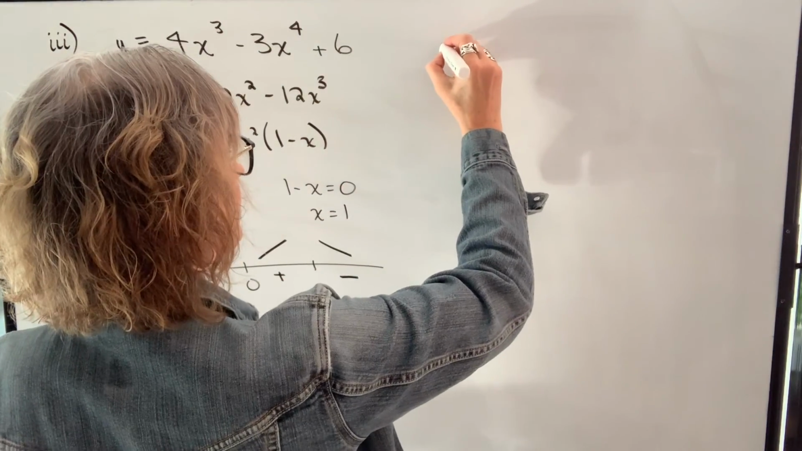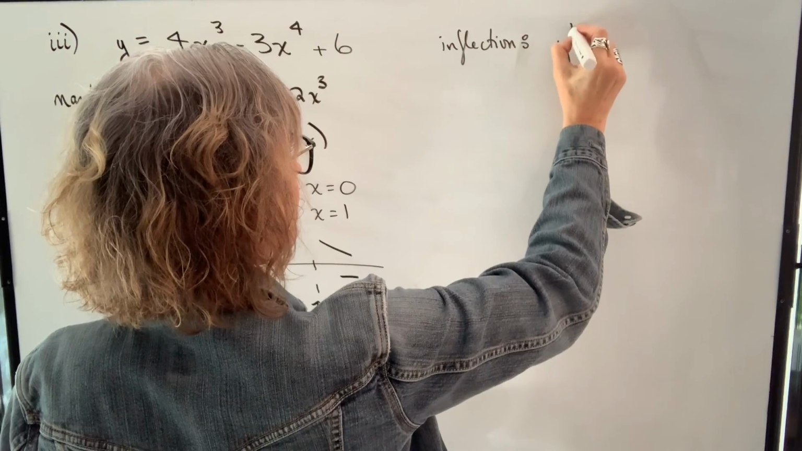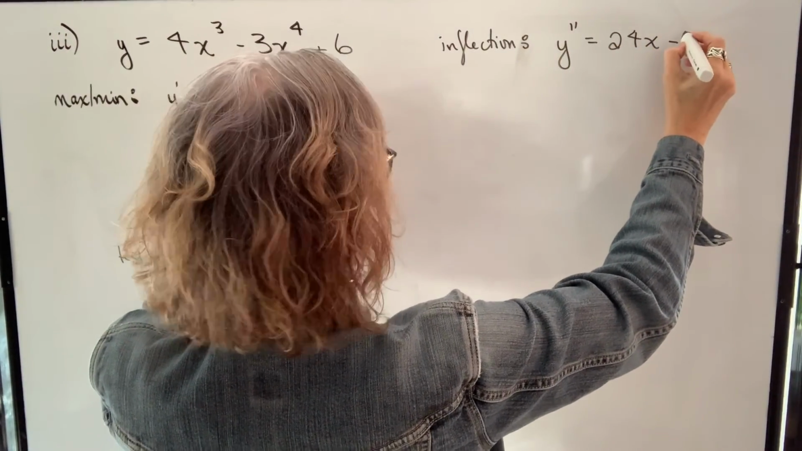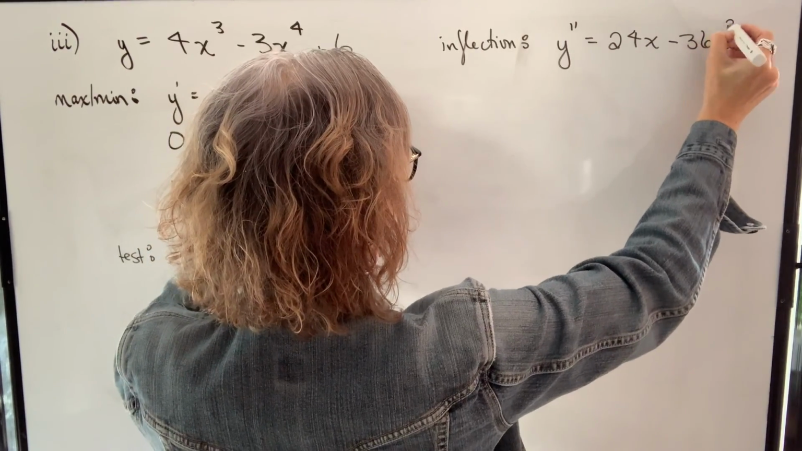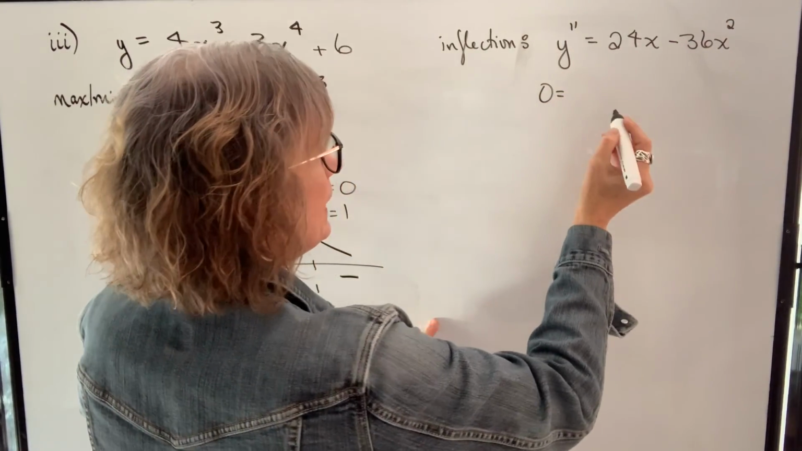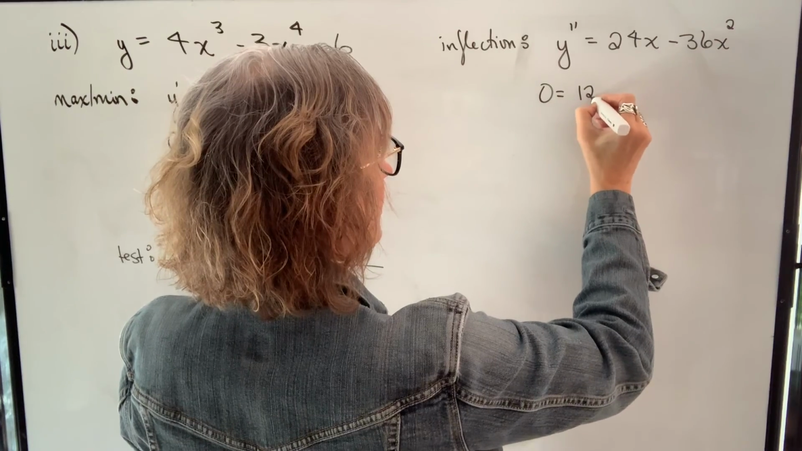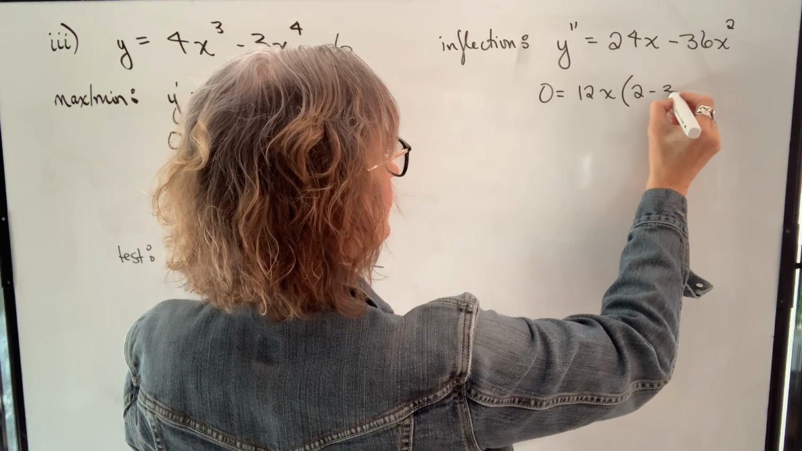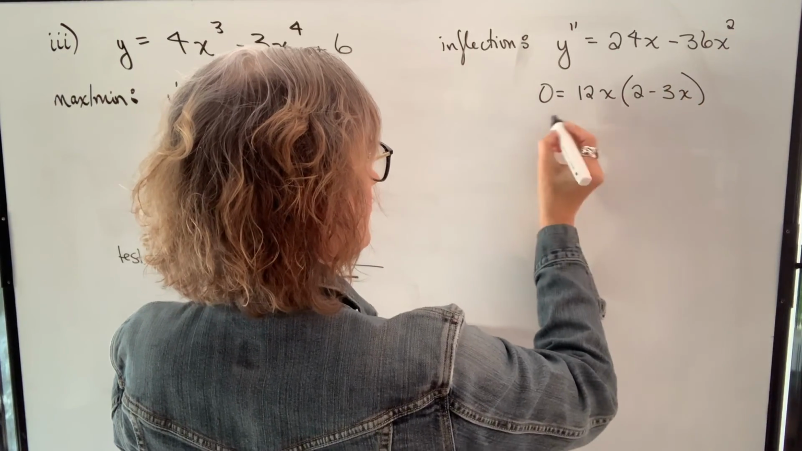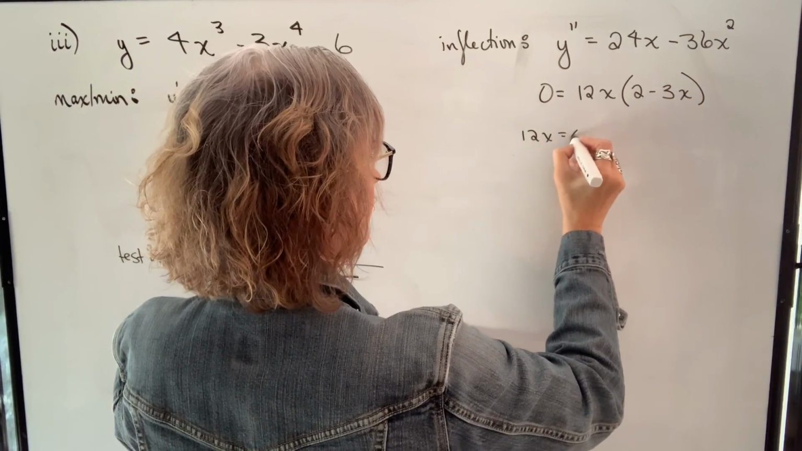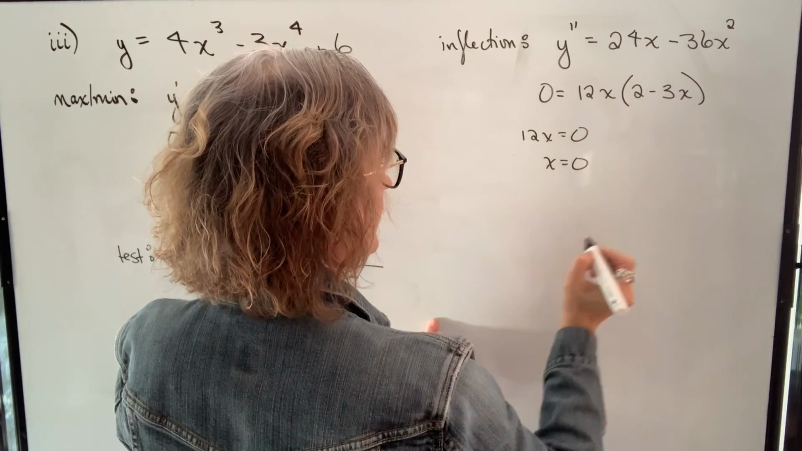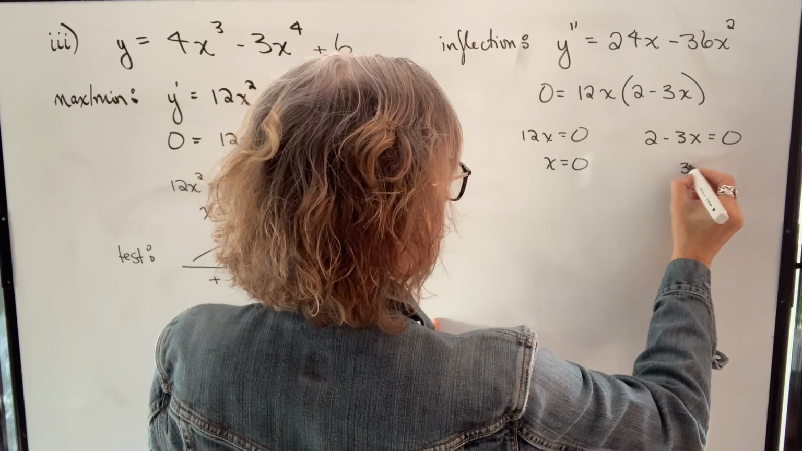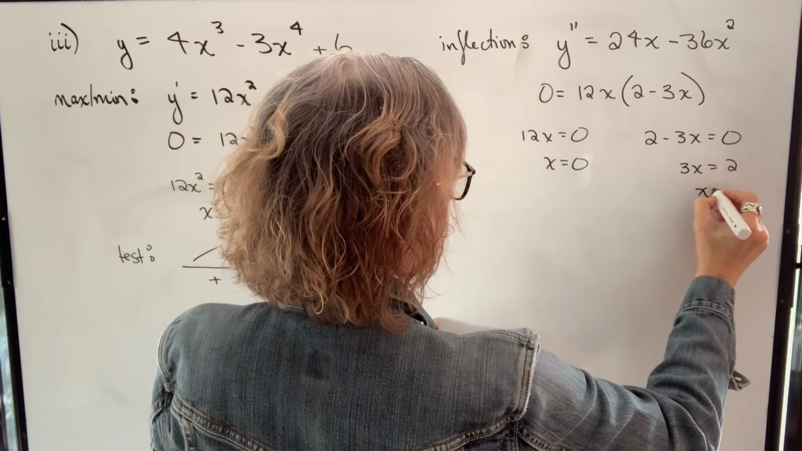Then we find inflection points by finding the second derivative. So that will be 24x minus 36x squared. Set it equal to 0. And I'm going to factor a 12x out of both terms, and I'll be left with 2 minus 3x. So 12x equals 0 will give me a solution, so x equals 0. And 2 minus 3x equals 0, so 3x equals 2, so x would equal 2/3.